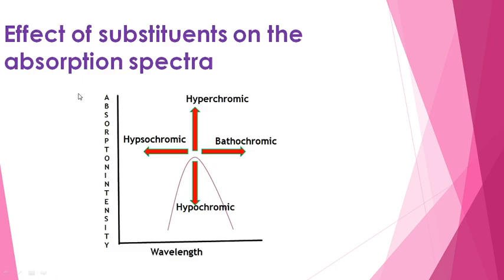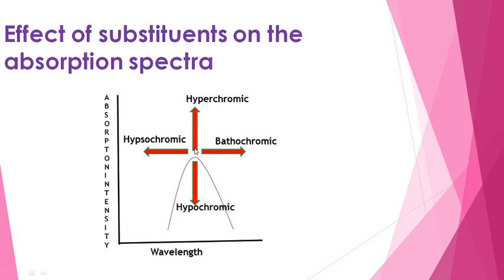Before going into a detailed study, let us recollect the previous concept, that is, shift of absorption towards the higher wavelength side. We call the shift a bathochromic shift. Shift of absorption maximum towards the lower wavelength side, we call a hypsochromic shift. We also call bathochromic shift red shift. So, bathochromic shift or red shift, hypsochromic shift or blue shift.